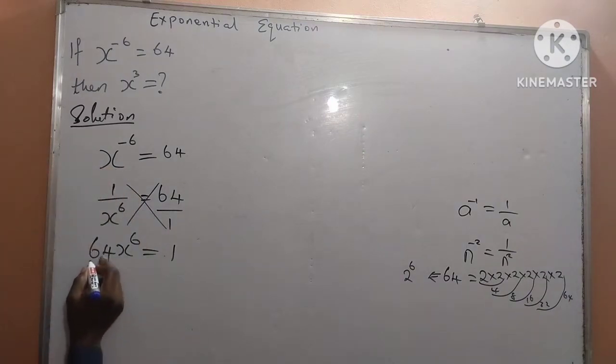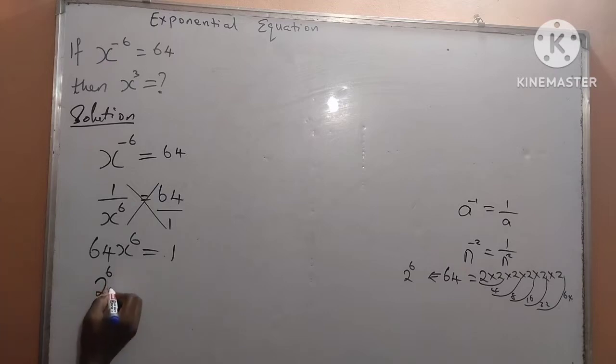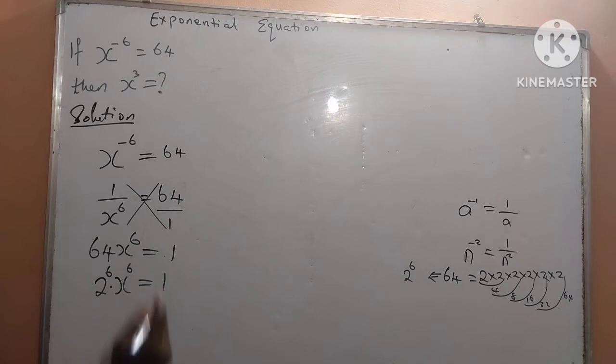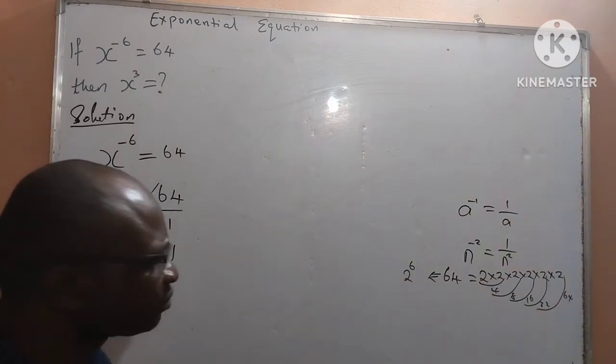So I can now write my 64 as 2 raised to 6 multiplying x raised to 6 is equal to 1. It is moving well.